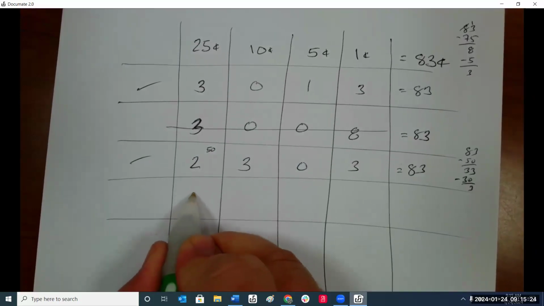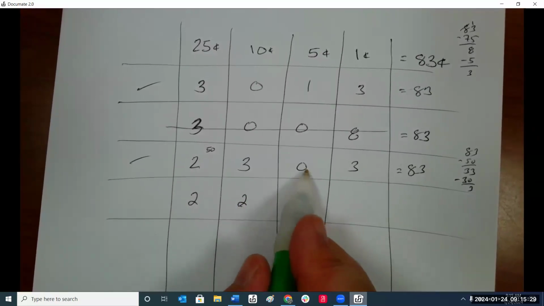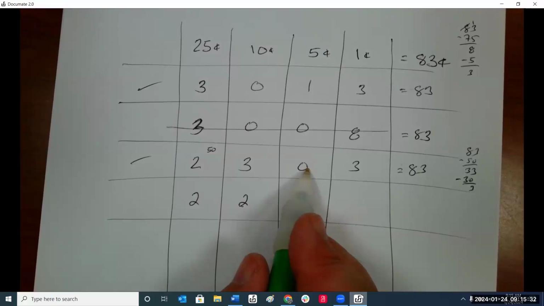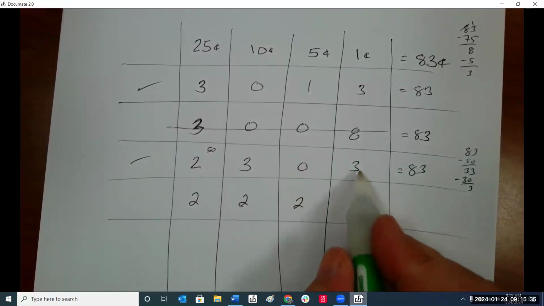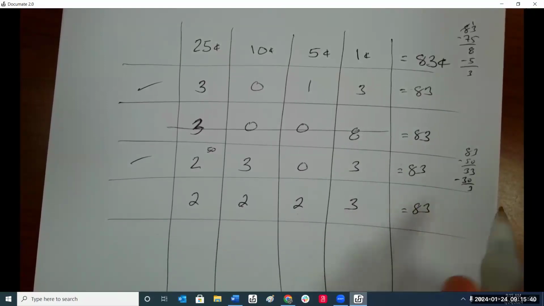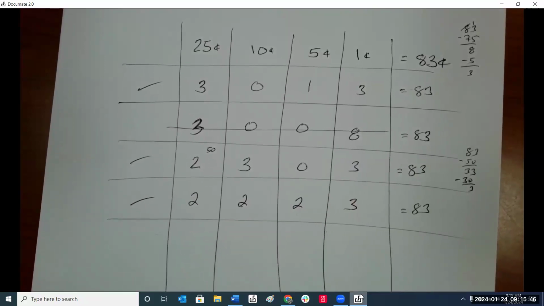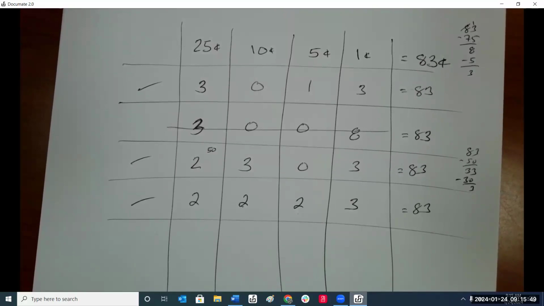Let's try 2 of these. If I only have 2 dimes, I need to have how many nickels? And then 3 pennies. 2, 4, 6. That's 9. This one would work. So this question here is asking you not just to find the only one, find me all possibilities. As long as I have fewer than 10 coins and it equals 83 cents, I'm good to go. So you'd keep on going from there.